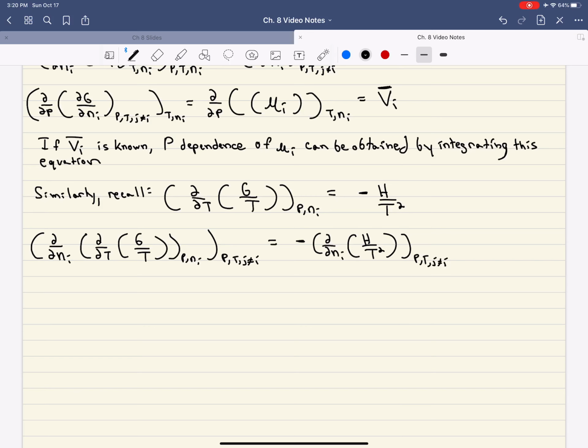Since we're taking the derivative with respect to Ni, we can pull out that T squared. So what we would have is dH/dNi, and by definition that is the partial molar enthalpy. On the left-hand side here, once again, we can apply the commutative property for mixed double partial derivatives and switch these two.